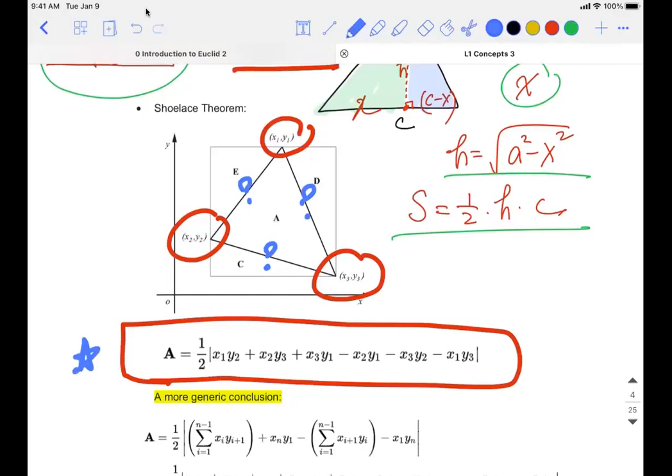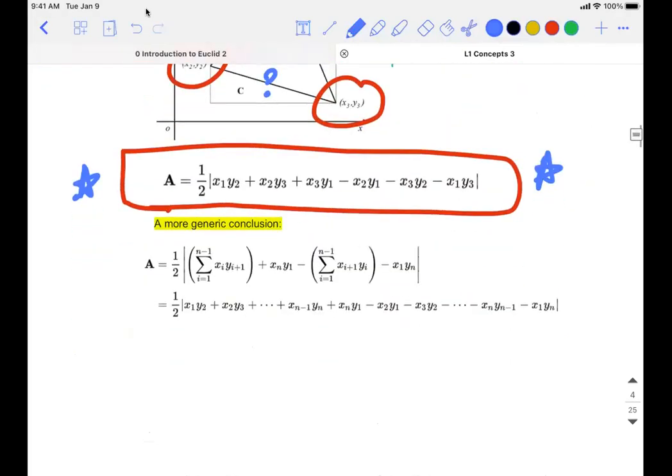Try to remember the shoelace, okay? Extremely important. If you check some of the official solutions from the Euclid, their solution is very lengthy because they don't know how to use the shoelace. If you use the shoelace, it's much faster, okay? So actually, the shoelace theorem can be expanded into a more generic form, right? Not necessarily only 3 different points to form a triangle, right? This is a triangle. You can actually expand it into any kind of convex polygon.